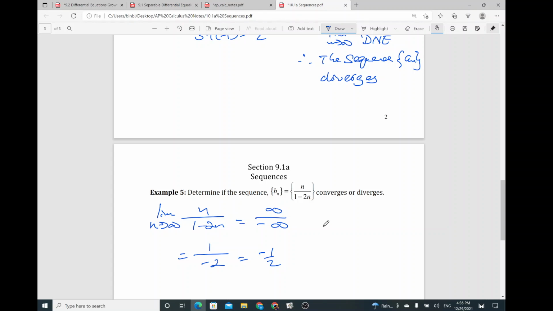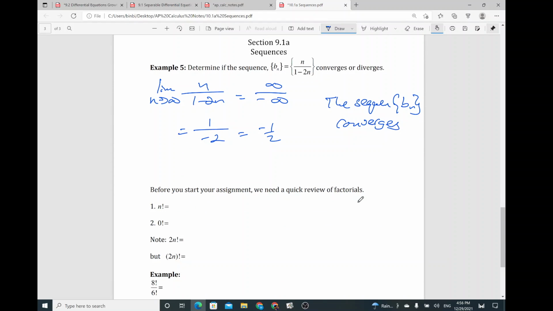Therefore, the sequence b sub n converges. This one is pretty easy to do: just find the limit. And here are some facts that you need to review a little bit.